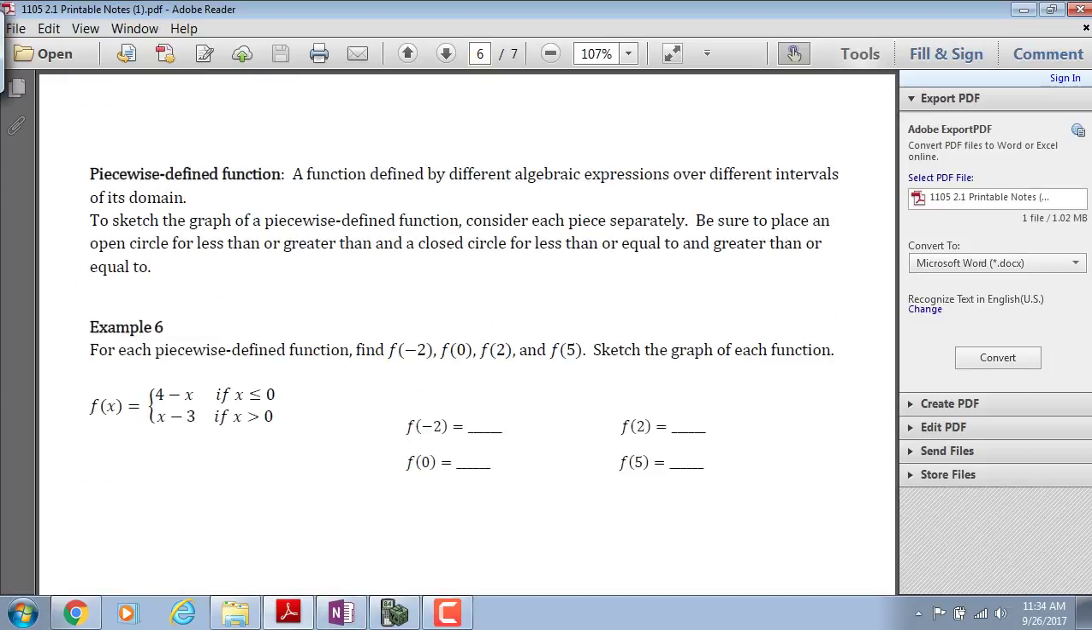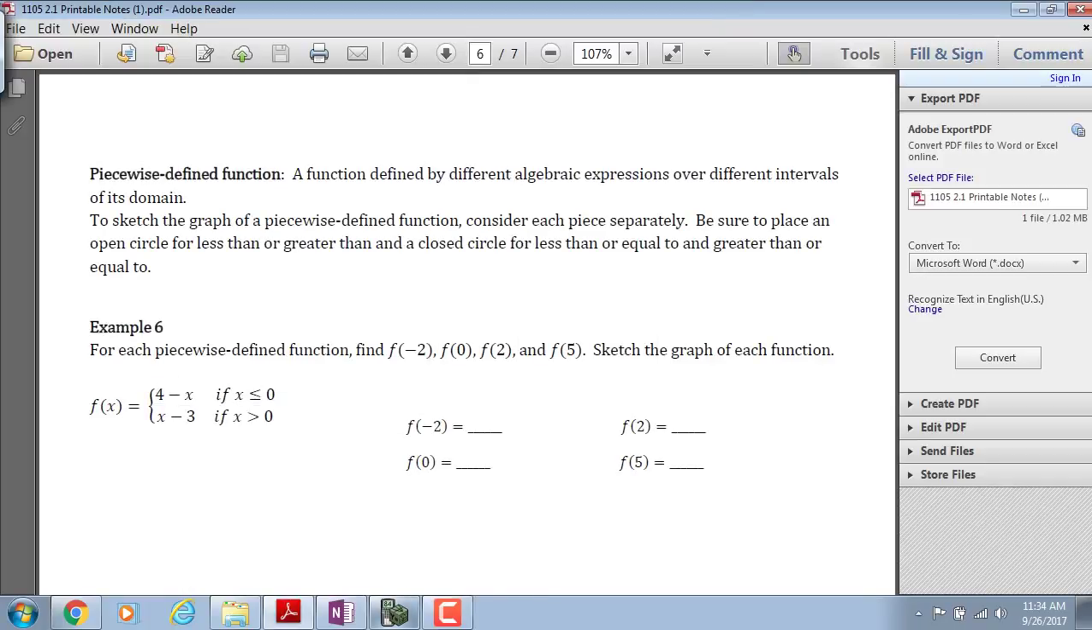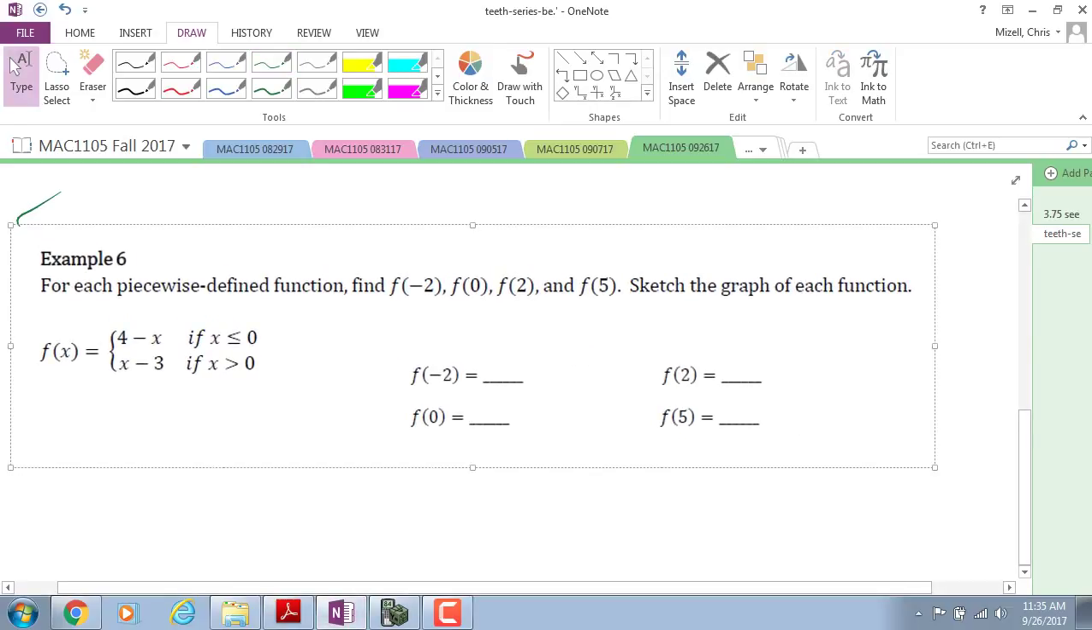Fewer complaints that way. Let's just try evaluating a piecewise function. No particular application in sight here. Let's see if we can do it. For this particular piecewise defined function, let's see if we can find f of -2, f of 0, f of 2, and f of 5.